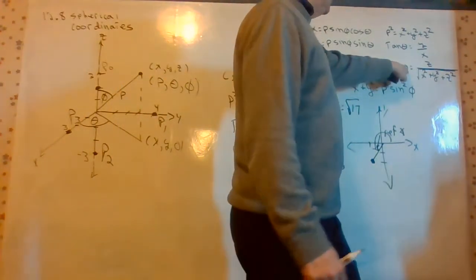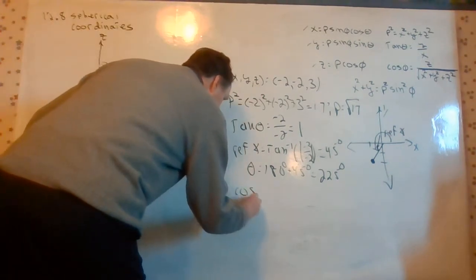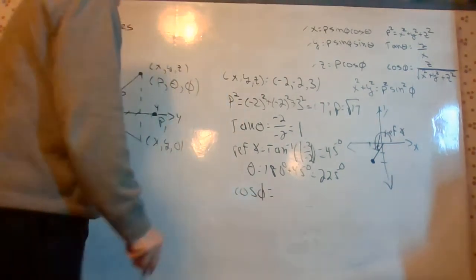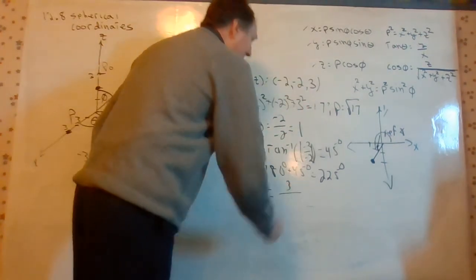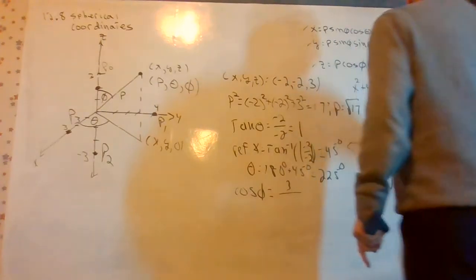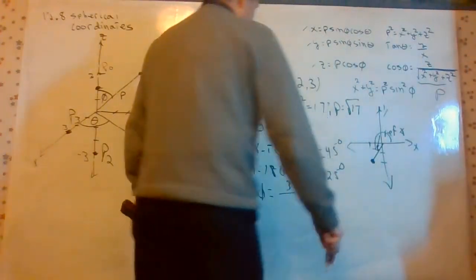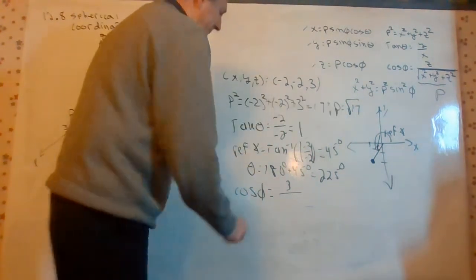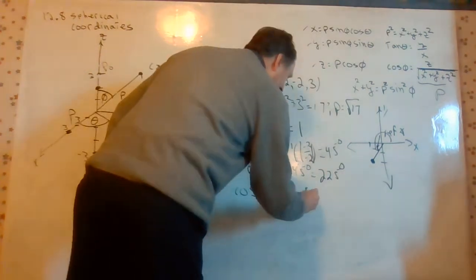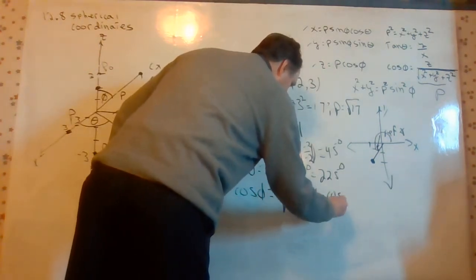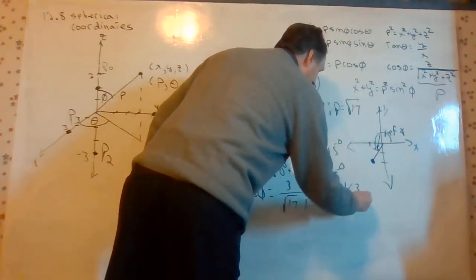Now phi, the range of phi is 0 to 180. We can say cosine phi is equal to z over rho, which is 3 over rho. So presumably we've already calculated rho. And then we can say phi is inverse cosine 3 over radical 17.